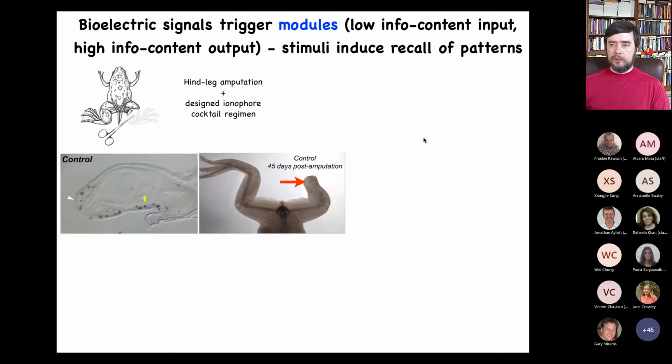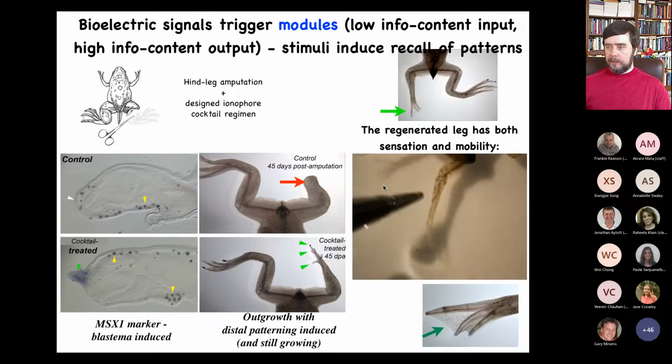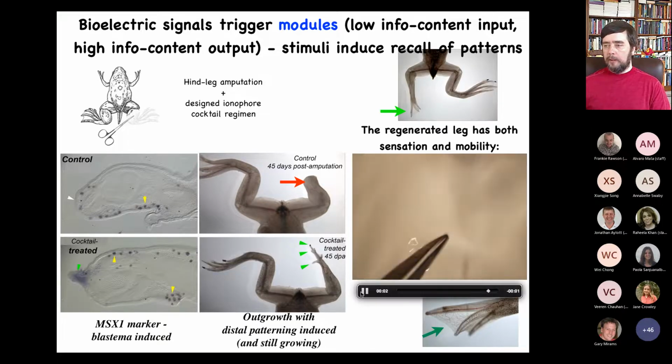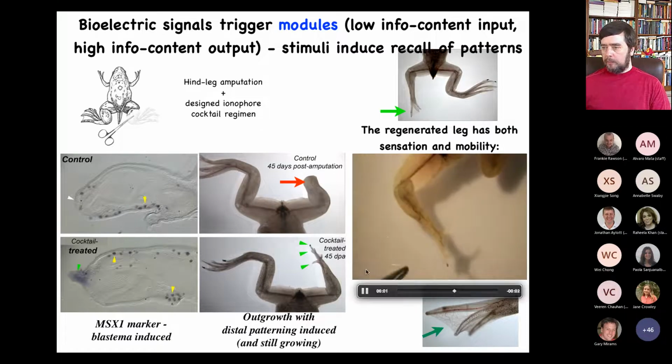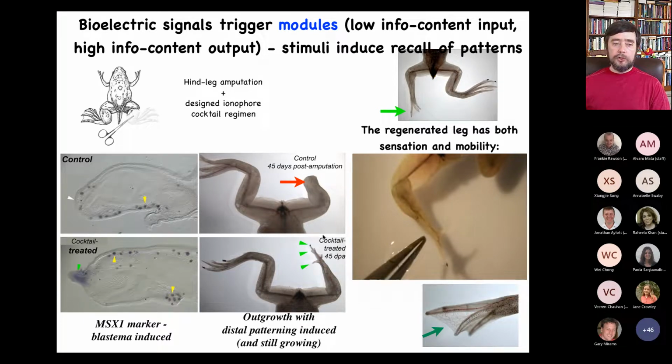So now we're also using this, of course, for regenerative medicine, where organs are simply missing, not just malformed. So here's a frog. Frogs, unlike salamanders, normally do not regenerate their legs at this stage. So you amputate, 45 days later, there's nothing. But you can make a cocktail of bioelectrical kinds of drugs that will trigger the whole regeneration cascade.